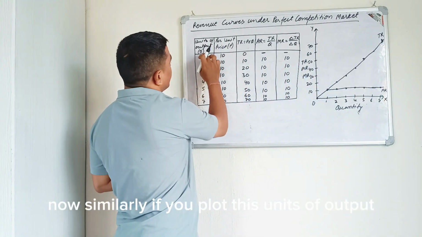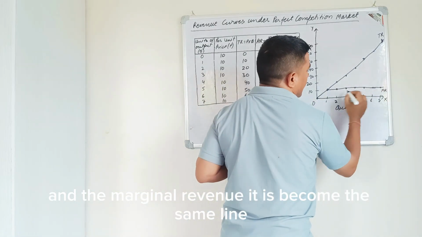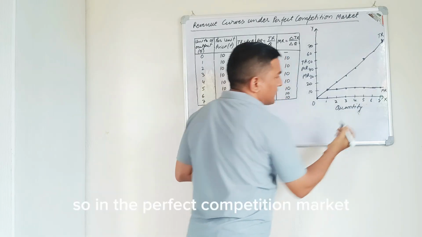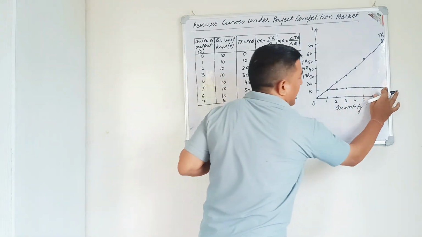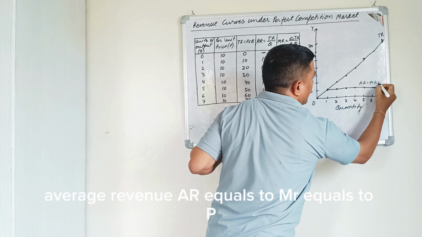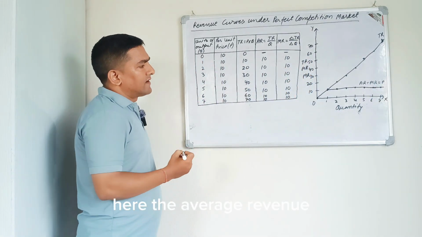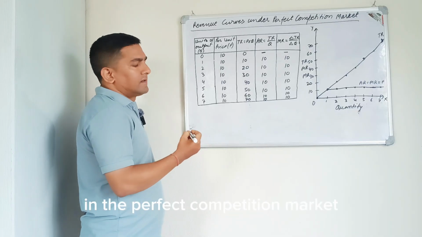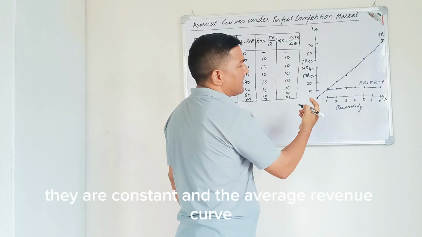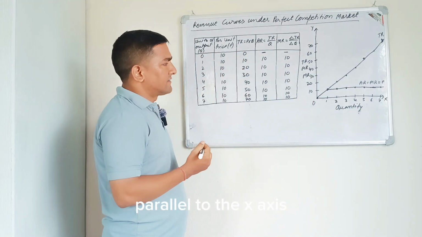Now, similarly, if we plot these units of output and the marginal revenue, it becomes the same line. That is, the marginal revenue coincides with the average revenue curve. So, in the perfect competition market, average revenue AR equals MR equals P. Here, the average revenue and marginal revenue curves in the perfect competition market are constant, and the average revenue curve and the marginal revenue curve are horizontal, parallel to the x-axis.